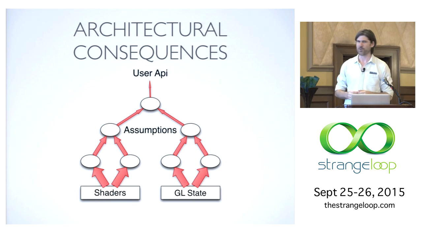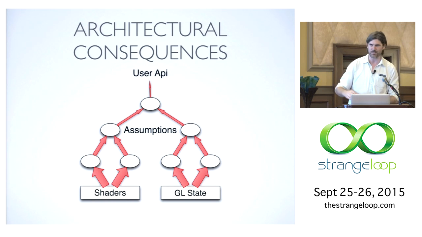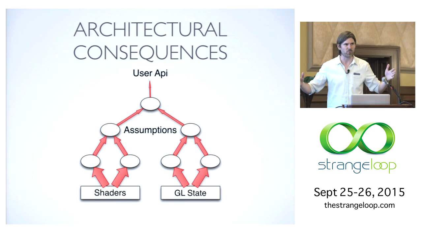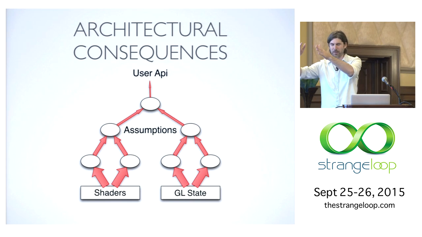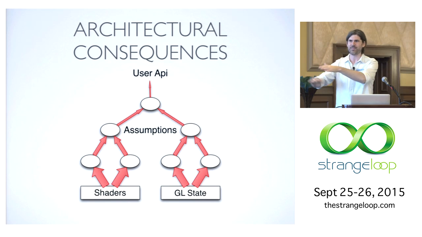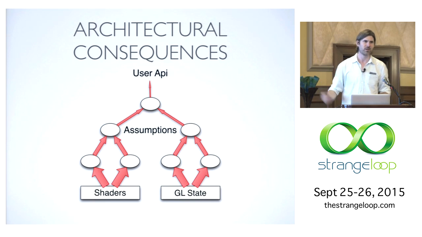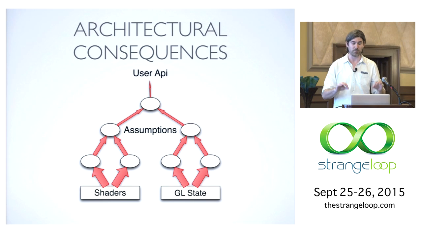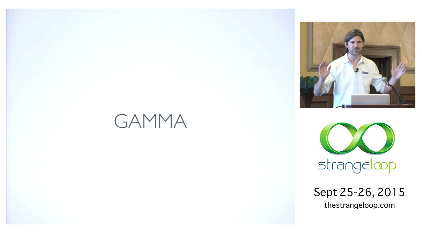So if the user wants to do something a little bit different, they have to unwind these assumptions potentially all the way down to the bottom and squeeze their thing in. Obviously, interoperability is not going to happen. You have your other assumption pyramid over here, and these things are just not going to line up, right? This is how monoliths grow. So to solve the problem, we need to solve the problem at the bottom with shaders and state. So let's do this, Gamma.